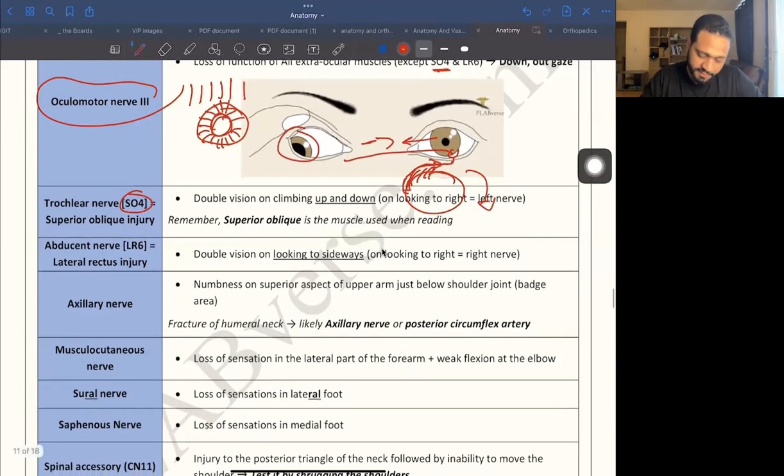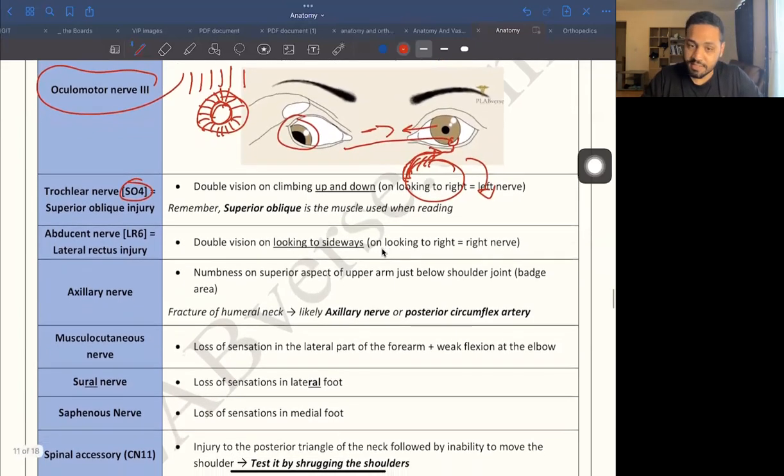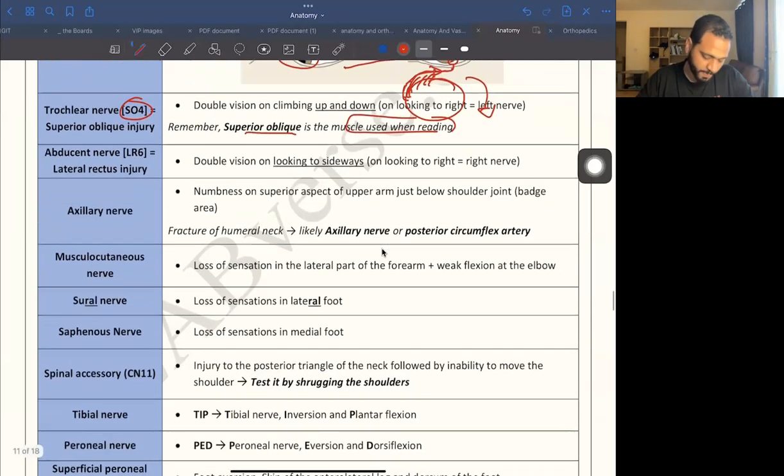So what if this is not working anymore? The superior oblique is paralyzed, so all the other muscles will be dominating. You get double vision on looking up and down. The superior oblique is the muscle used in reading. So basically, when I'm looking down like that, this is the superior oblique muscle.